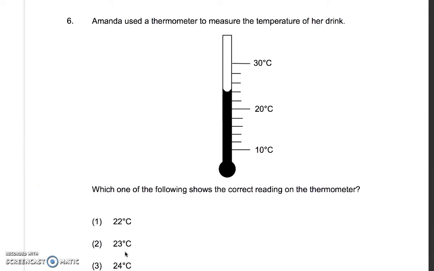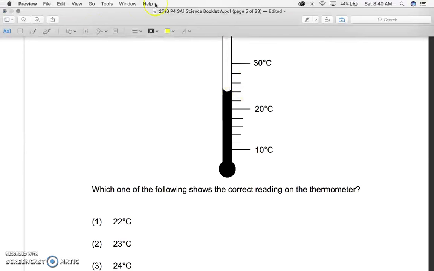Alright, let's look at question 6. Amanda used a thermometer to measure the temperature of her drink. Which of the following shows the correct reading of the thermometer? Okay, so you look here, it's a U shape, and this U shape is actually called a meniscus. You do not need to know that, but you need to know how to read if it's a U shape, and also on the measuring cylinder.